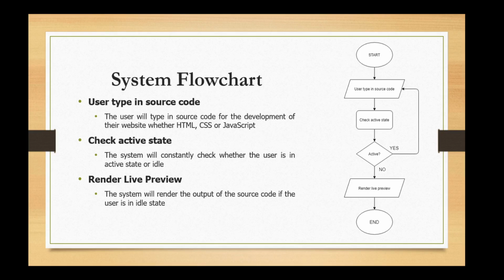The user will type in source code for the development of their website, whether using HTML, CSS, or JavaScript, or all three of them. And the check active state is where the system will constantly check whether the user is in active state or idle state. And the render live preview is where the system will render the output of the source code if the user is in the idle state.